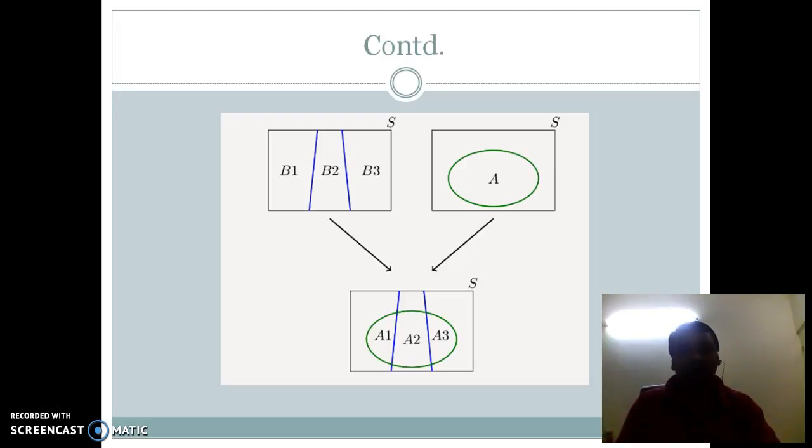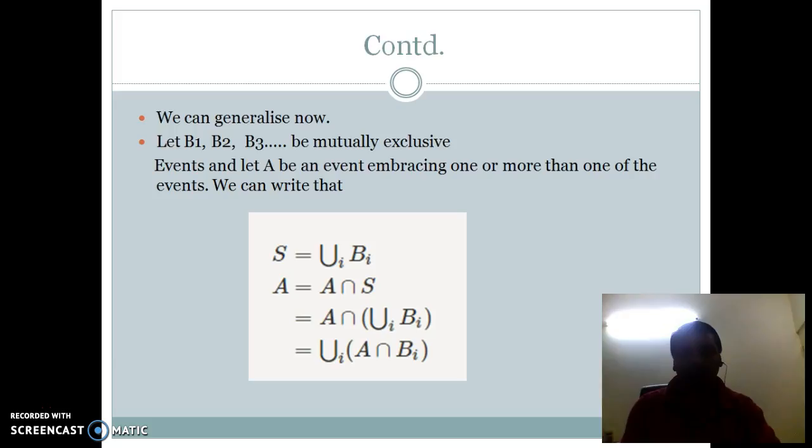See in the picture, B1, B2 and B3 do not have anything common, and A is embracing all the 3. The part of A that corresponds to B1, we will call it as A1. Part of A that corresponds to B2, we will call it as A2. The part of A that corresponds to B3, we will call it as A3. We can generalize now.